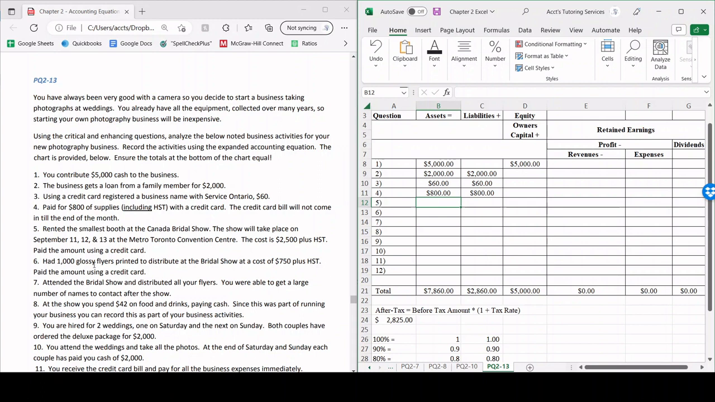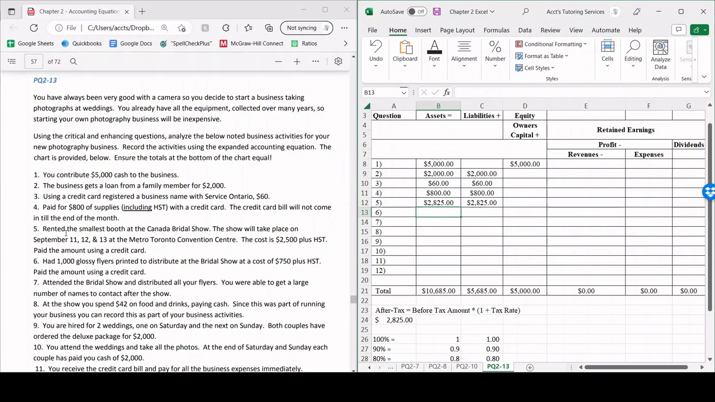So for number 5, this one is a little bit more complicated because even though we rented the smallest booth, we haven't used it or consumed it yet. So this doesn't give rise to an expense. Right now, we placed the order for it and we pay for it using the credit card. So our liability is going to increase by this amount. However, since we haven't used it up, now the bridal shower owes us the service. And in that case, that gives rise to a future benefit. So assets goes up and so does liabilities.